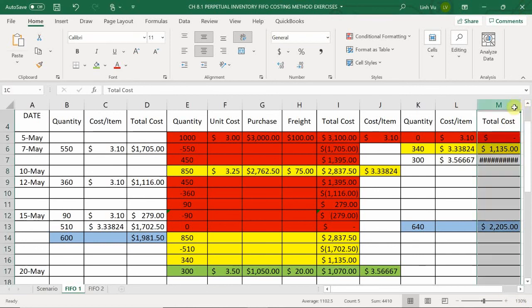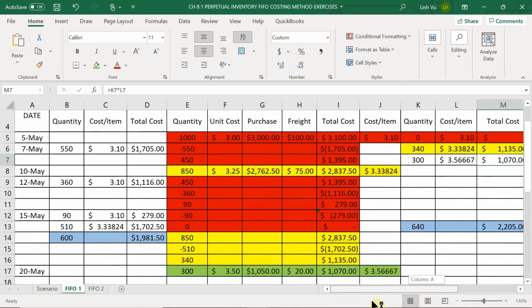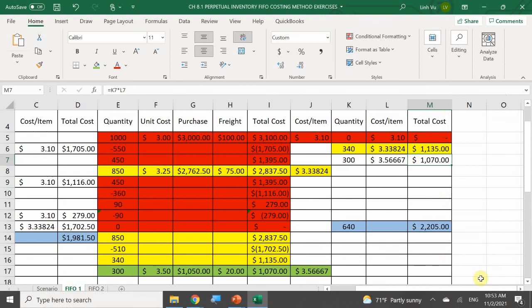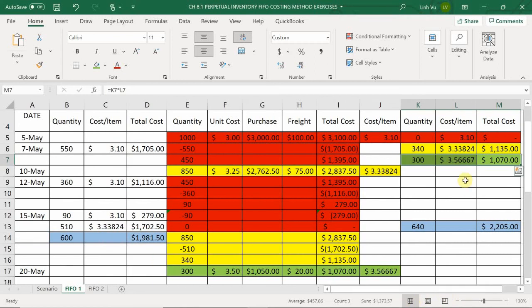because I don't have enough space. Oh, that's because of the decimals. Okay, so boom. Okay, so 1070 is my result. Okay, and I'm gonna make this batch my green batch. Okay, so now I have a grand total of 640 units left to sell.